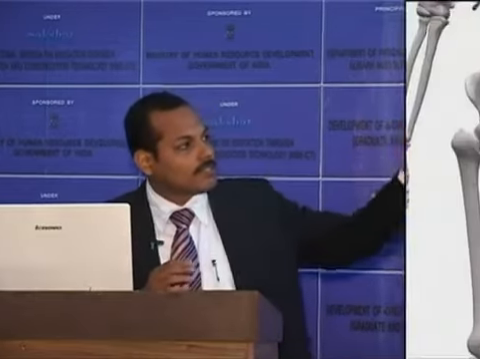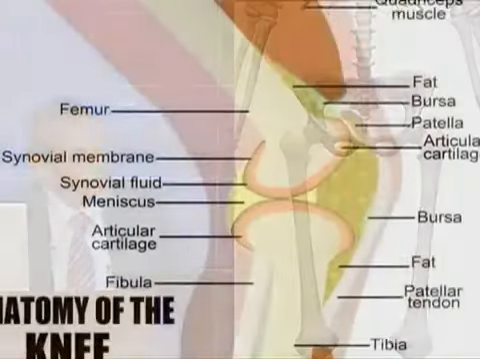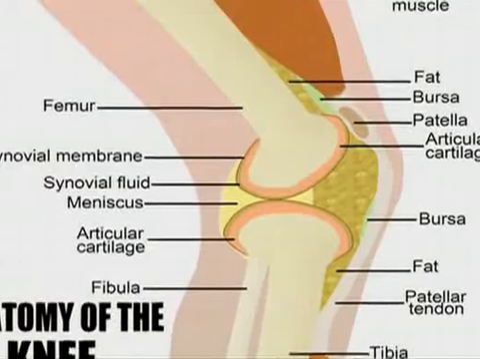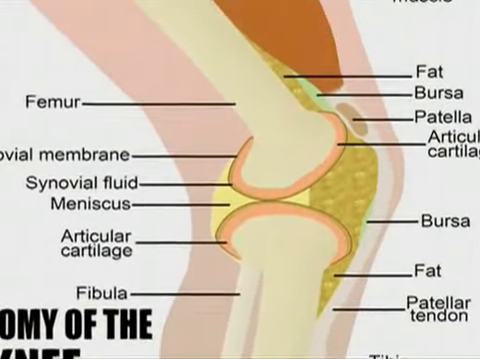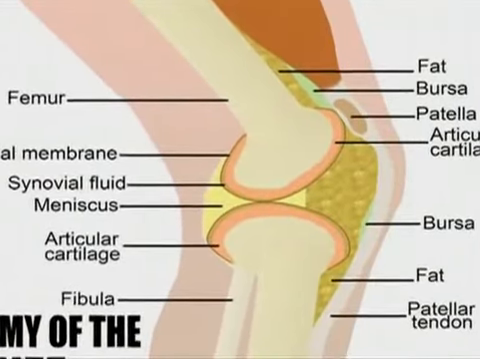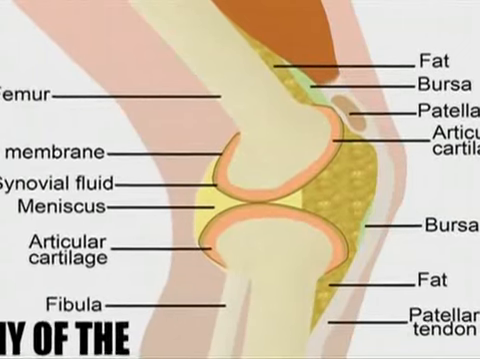Then the next important structure is the IT band. It starts from the hip, passes through the lateral side and is attached to the proximal end of the tibia. As it is a lateral structure, the main function of this IT band is to support the lateral side, and it resists the internal rotation of the tibia, and it maintains the integrity of the lateral side of the knee.